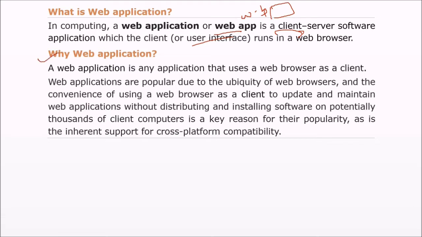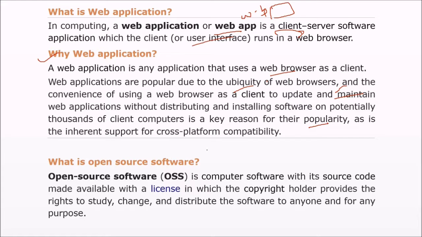So why do we need a web application? Because a web application is an application that uses a web browser as a client, as I just indicated. Web applications are popular due to the ubiquity, or availability everywhere, of the web browser and the convenience of using a web browser as a client to update and to maintain a web application without distributing and installing software on potentially each and every client's computer, which is the key reason for their popularity. And of course, its inherent support for cross-platform compatibility also.